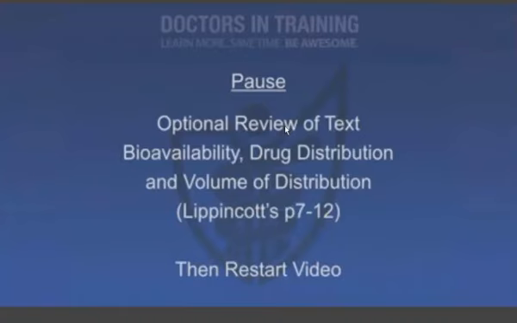Before we do that, if you haven't already done so, this might be a good time for you to read your pharmacology text that corresponds to the material that was just discussed. Then together, we're going to go through the quick review in your study guide.